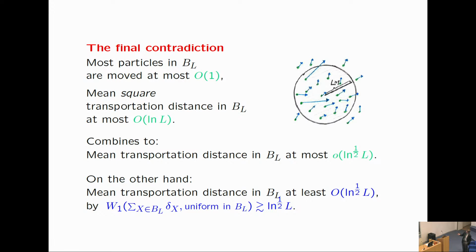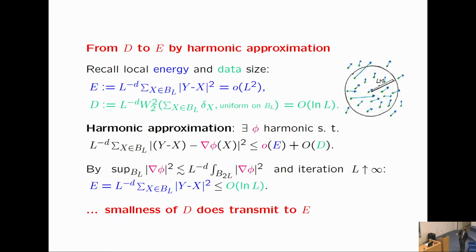And then there is an easy contradiction, which has to do with the fact that now we know that the transportation distance in a ball of size L is in fact little o of the square root of the logarithm, but then there is a lower bound which tells us it has to be at least the square root of the logarithm, and that's the contradiction. So the contradiction, not surprisingly in the critical case, is a very thin line which is based exactly on a logarithmic behavior. And the key step is this harmonic approximation. So now I want to tell you about the regularity theory behind this, which leads to the harmonic approximation.